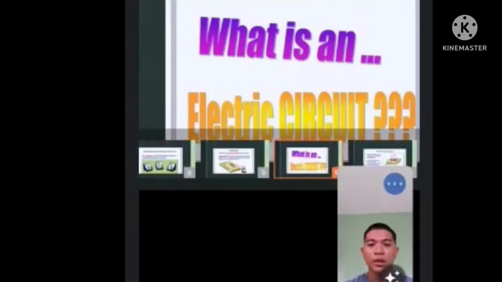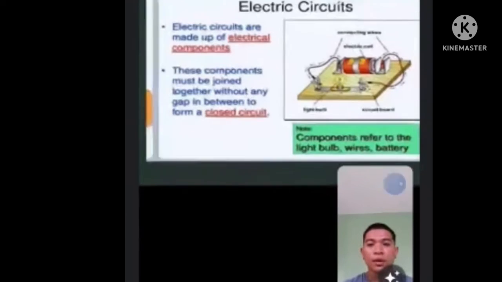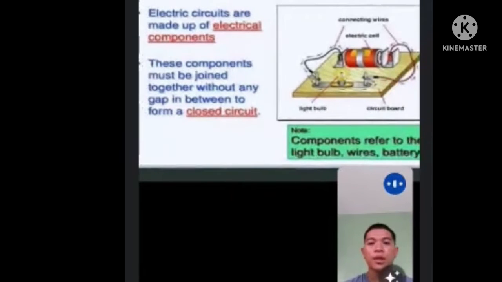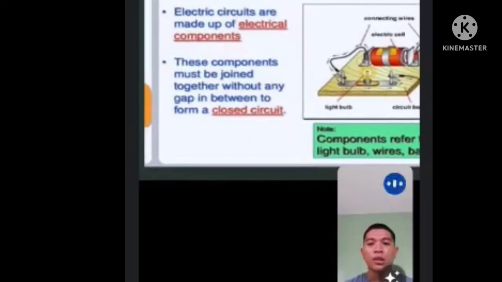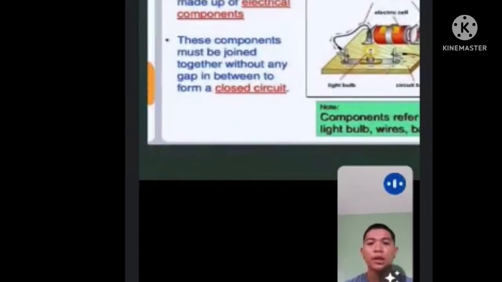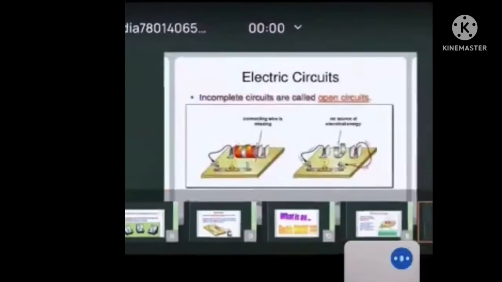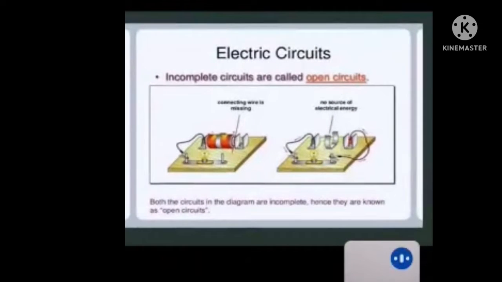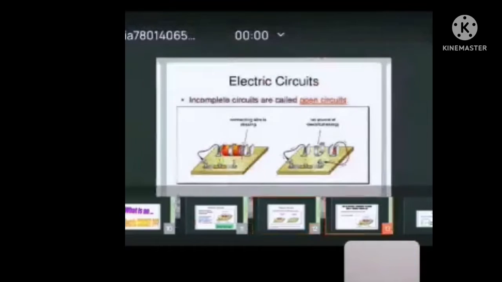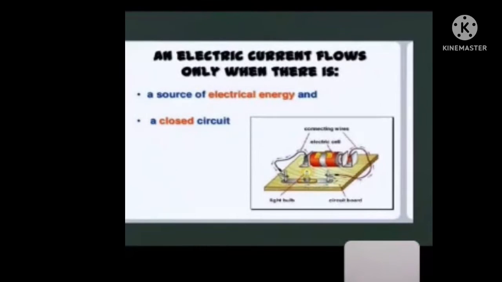What is an electric circuit? Electric circuits are made up of electrical components. These components must be joined together without any gap in between to form a closed circuit. Incomplete circuits are called open circuits. Both circuits in the diagram are incomplete, hence they are known as open circuits. An electric current flows only when there is a source of electric energy and a closed circuit.